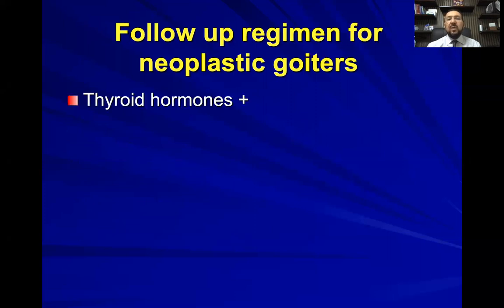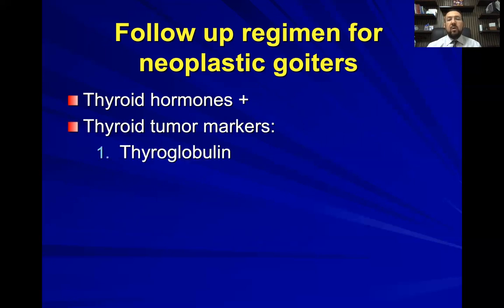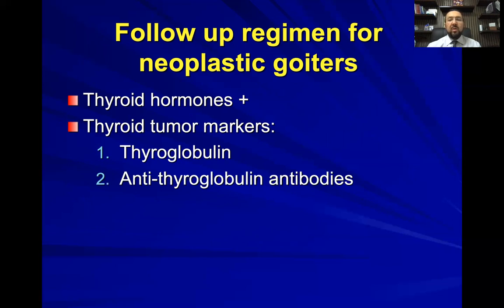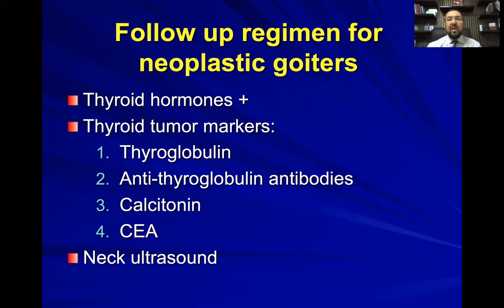Follow-up regimen for neoplastic goiters: we do the thyroid hormones in addition to thyroid tumor markers. If the patient has a differentiated thyroid cancer, we do thyroglobulin and anti-thyroglobulin antibodies. If the patient has medullary carcinoma, we check for calcitonin and carcinoembryonic antigen. Neck ultrasound can be done for neoplastic goiters every now and then, according to your necessity.